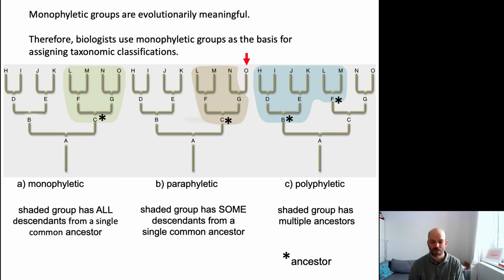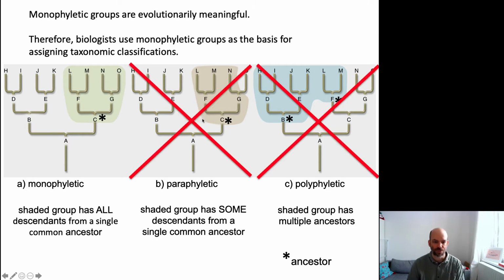It's not so important. What's really important is that monophyletic is the correct one. Okay, what does this mean? Monophyletic means that all of the members of your group, a monophyletic group, contains species that are all descended from a single common ancestor. Paraphyletic and polyphyletic groups do not match this criterion.